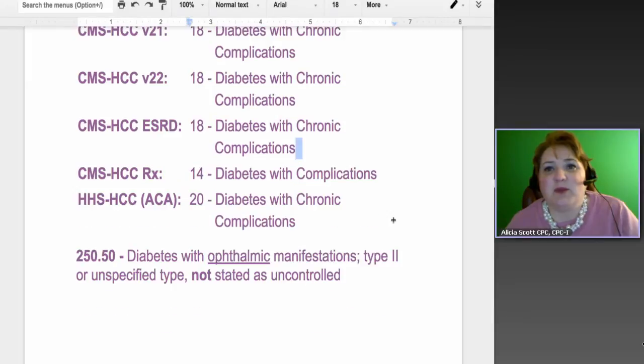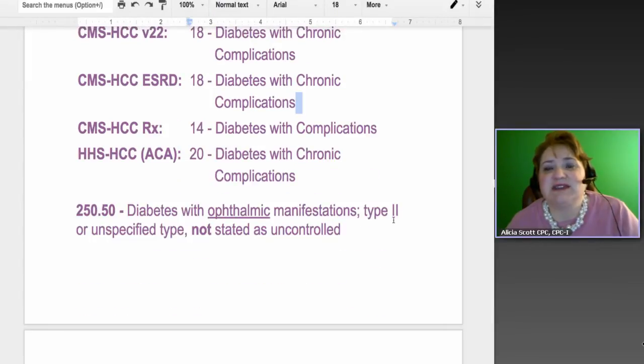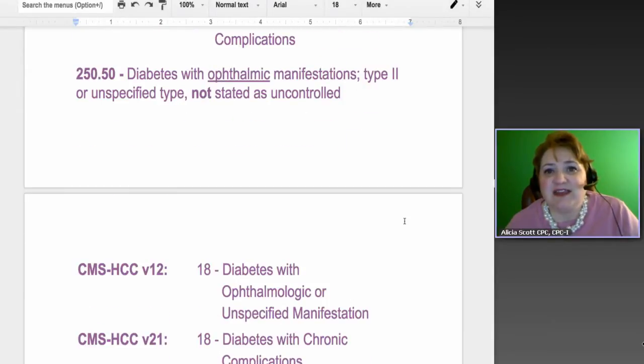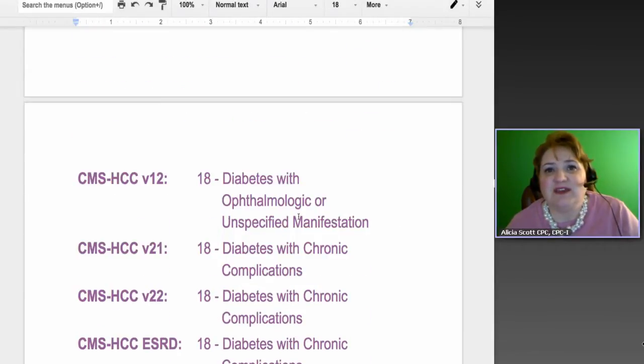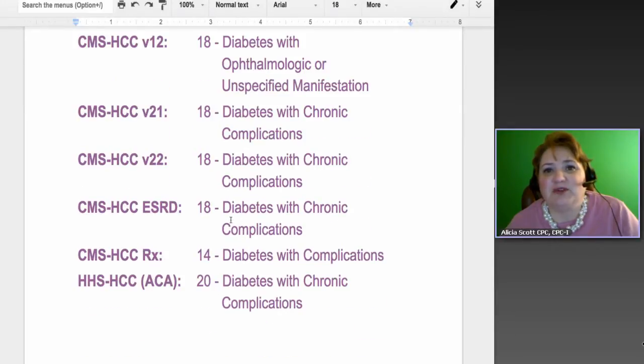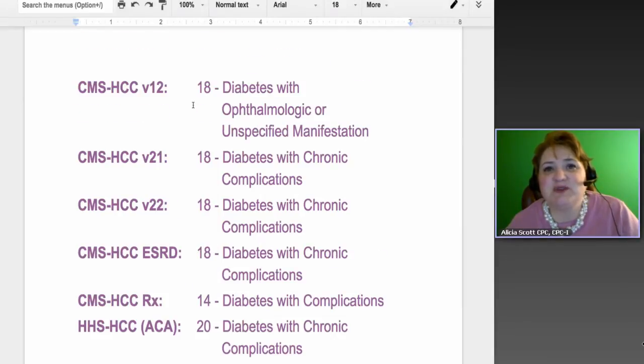And when you scroll down and you look at 250.50, it's the same thing, but it's an ophthalmic manifestation. Well, it's an 18 also. Now you can see that previously it was an 18, and unlike the other code, but the codes are all the same, okay? They're both 18s. So what do you do in this dilemma?